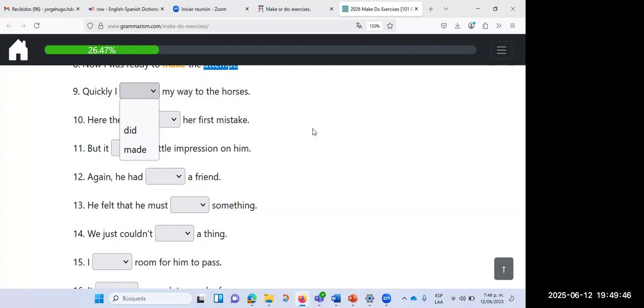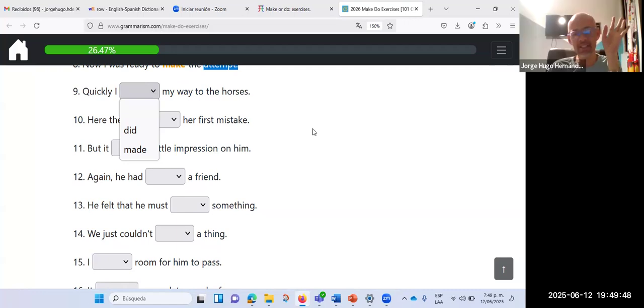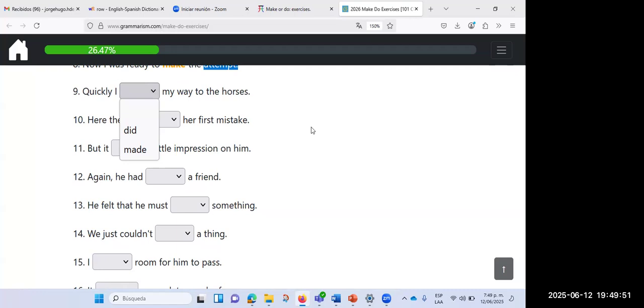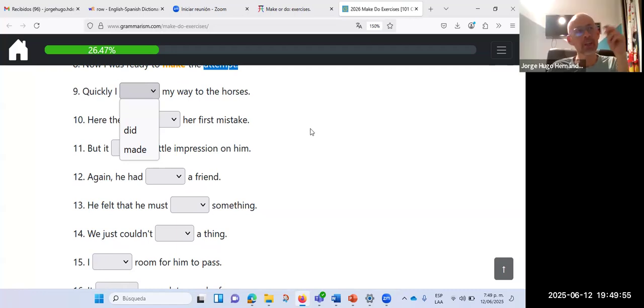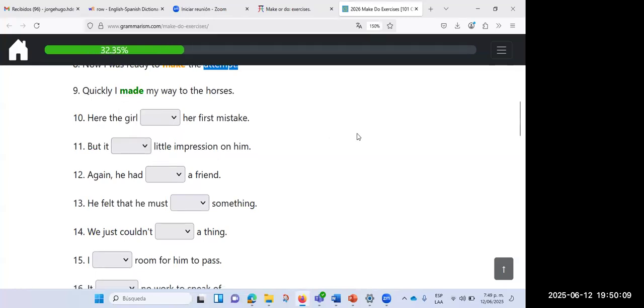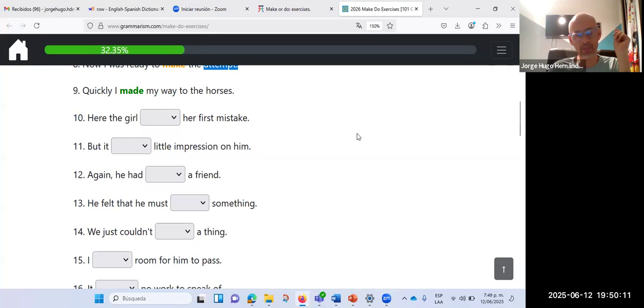So number 9, Ingrid, quickly. I made my way to the horses. This sentence is a little difficult because there isn't any expression or any explanation related to this meaning. You say did or made, Ingrid? Made. Yes, I made my way to the horses. It's like I prepare the way to go to the horses.